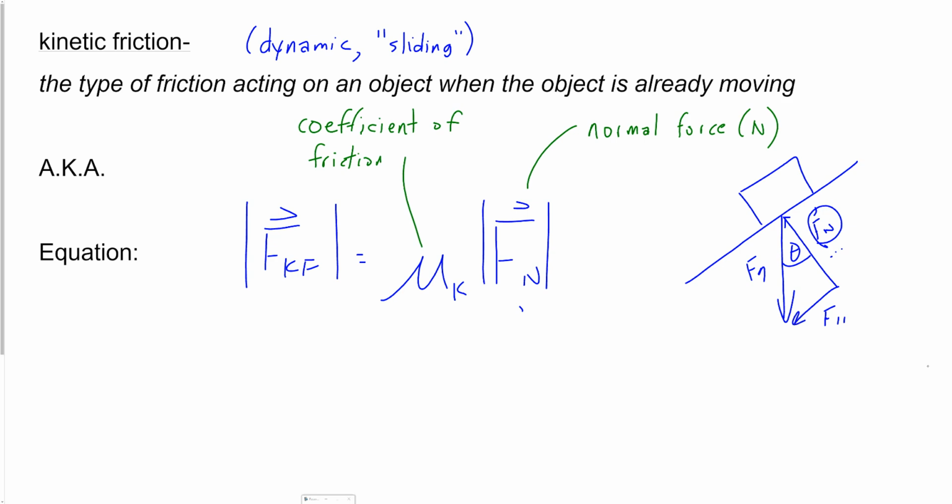So far, so good? So we've been talking about two types of friction, right? Forces that resist motion. We've been talking about the one type, kinetic friction, dynamic friction, or sliding friction. When something is sliding, it has kinetic friction, or dynamic friction, as we call it.